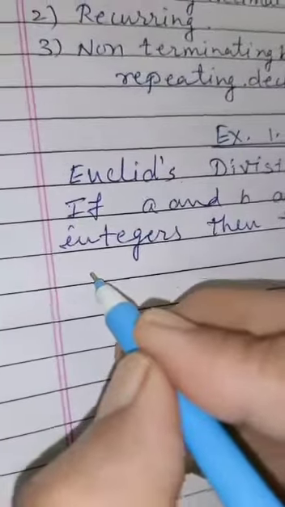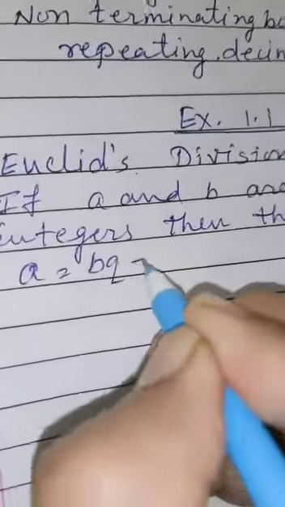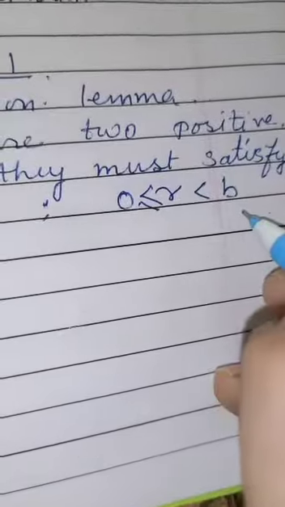I am explaining here. If a and b are two positive integers, then they must satisfy this condition: a is equal to bq plus r, where your r should be equal to 0, or it should be greater than 0, or it should be smaller than b.